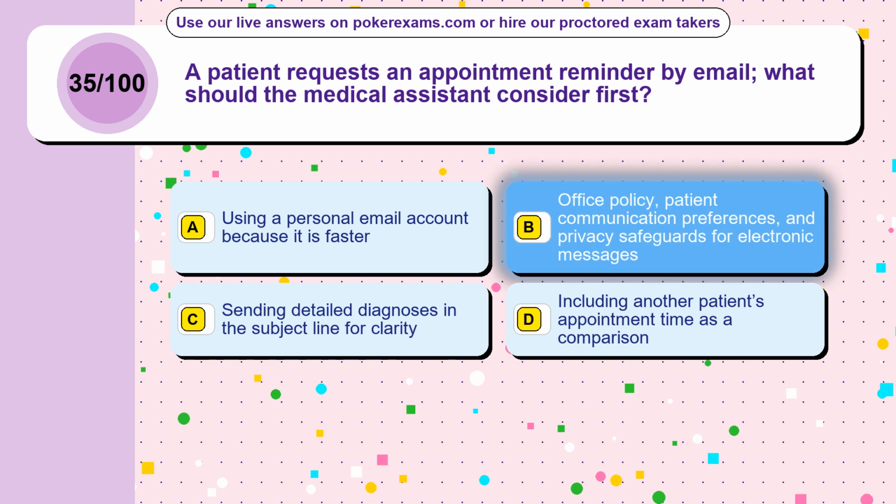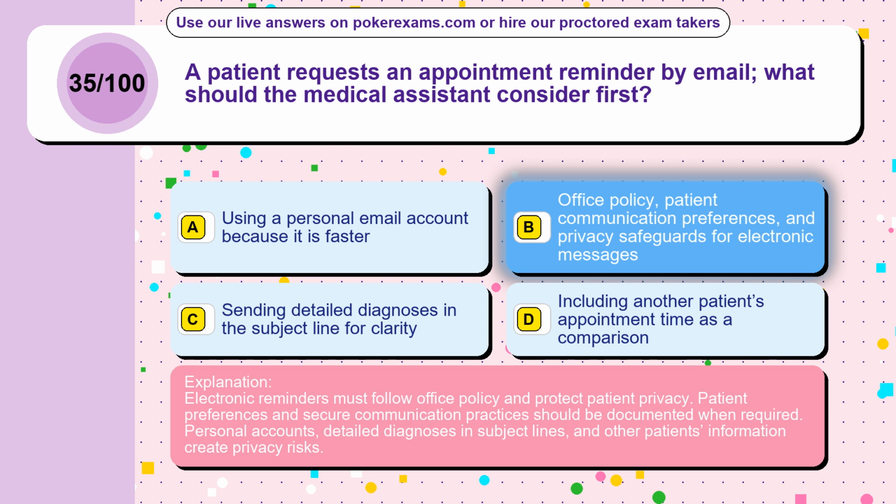The correct answer is option B. Office policy, patient communication preferences, and privacy safeguards for electronic messages. Electronic reminders must follow office policy and protect patient privacy. Patient preferences and secure communication practices should be documented when required. Personal accounts, detailed diagnoses in subject lines, and other patients' information create privacy risks.